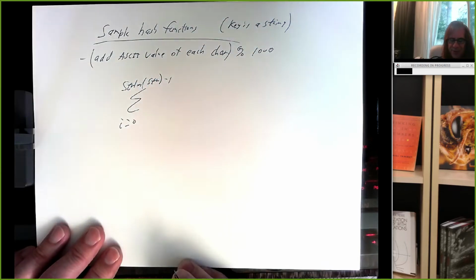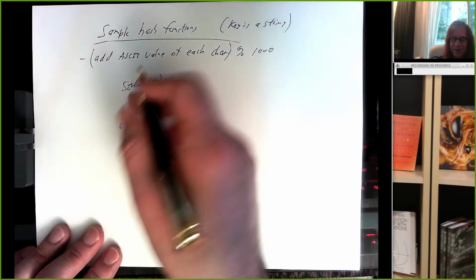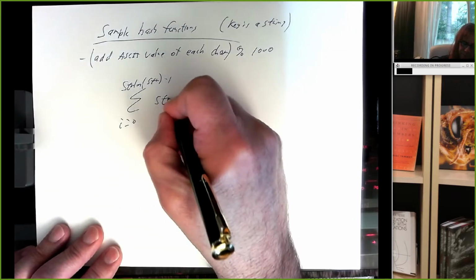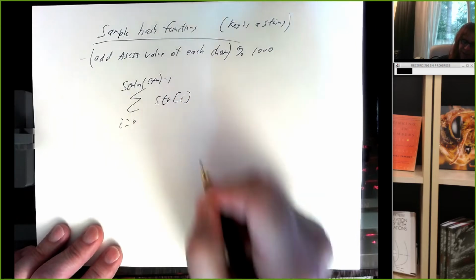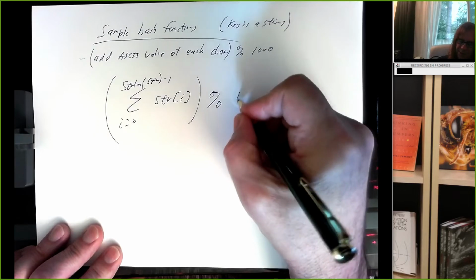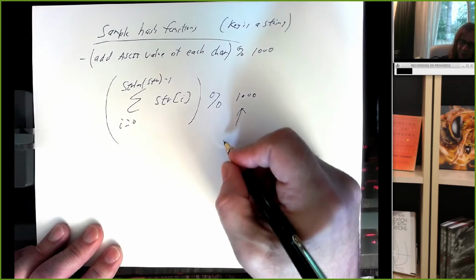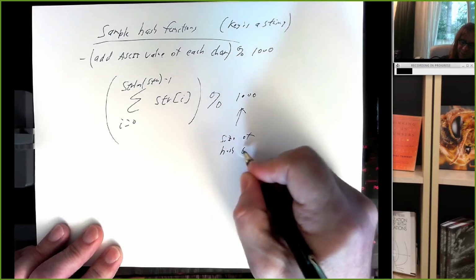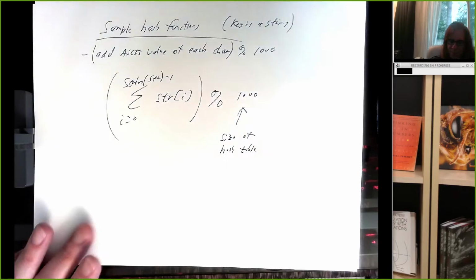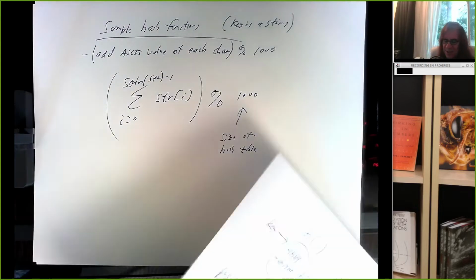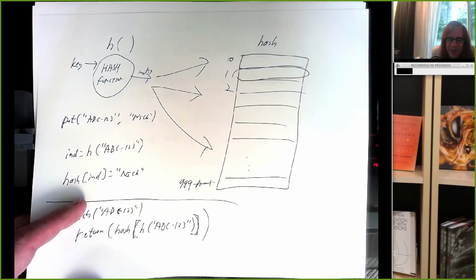So we could do a summation from i equals 0 to the string length of a string minus 1 of character i of our string, and then take that modulo 1000, or whatever the size of the hash table is. And that's a perfectly legit hash function. That'll give us a position in our array to store any key.